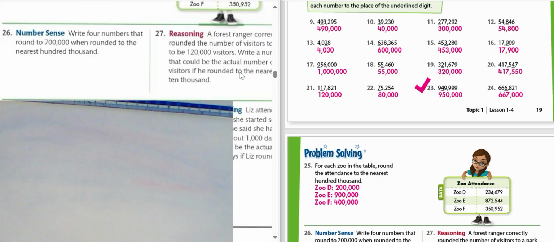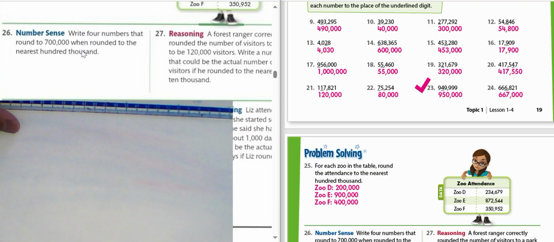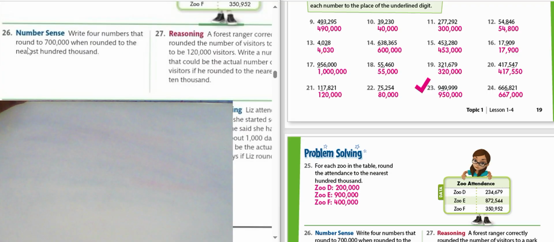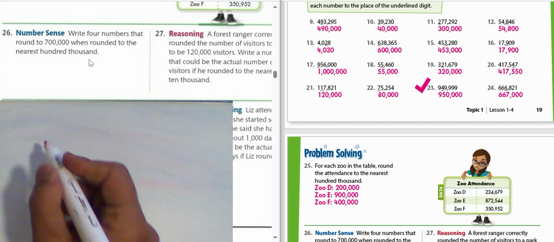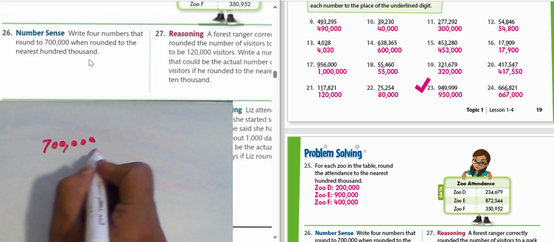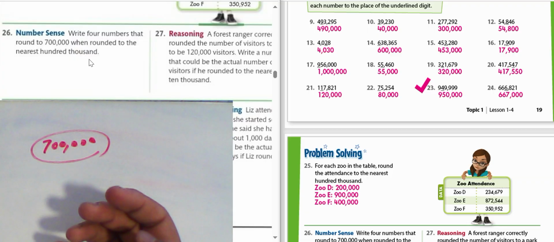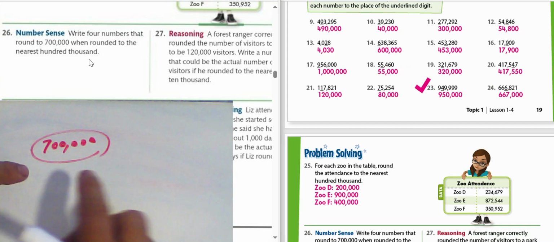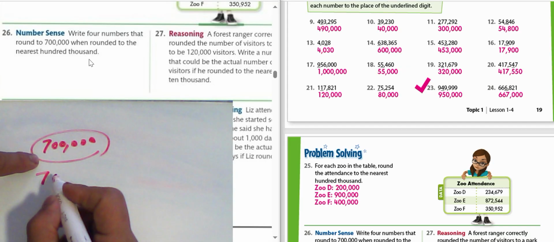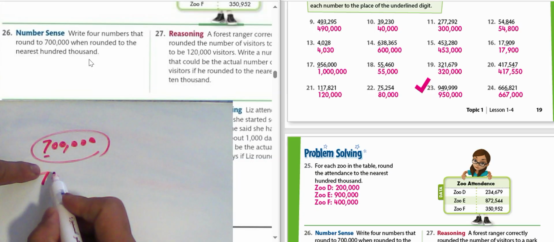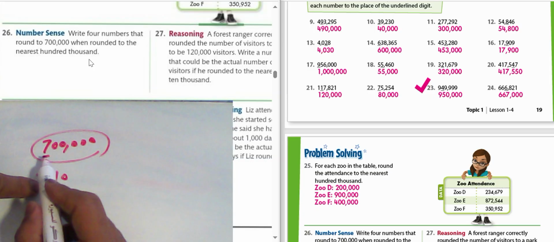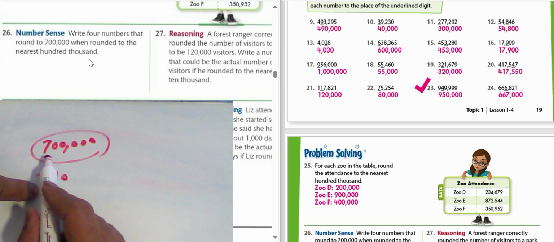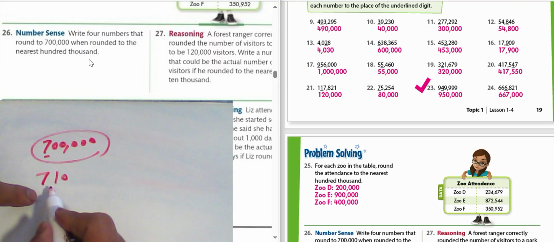Next question. Question 26. Write 4 numbers that round to 700,000 when rounded to the nearest 100,000. We have 700,000. It's the result. We want to write however many numbers we want. Write 4 numbers approximated to the nearest 100,000. Give me this number. So we can write 700,000 here. 7 lies in 100,000.